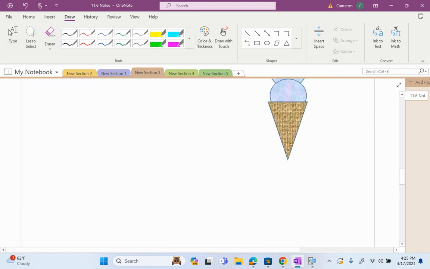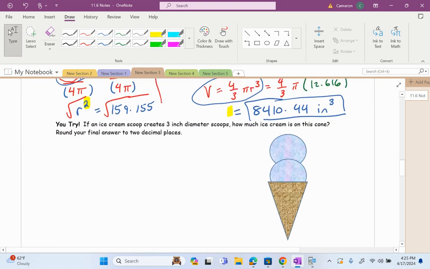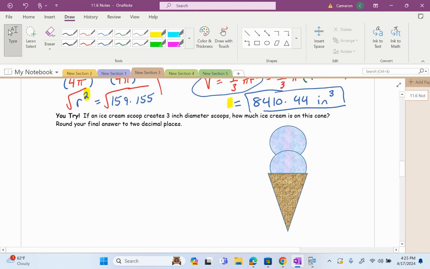Okay, application problem. I see ice cream. Yum. Okay, if an ice cream scoop, which notice is a sphere, there's one sphere, there's a second sphere, creates 3-inch diameter scoops. So the distance across the center from one point on the sphere to another, that diameter is 3 inches. So in other words, the radius would be 1.5 inches, half as big. Okay. Diameter is 3 inches.